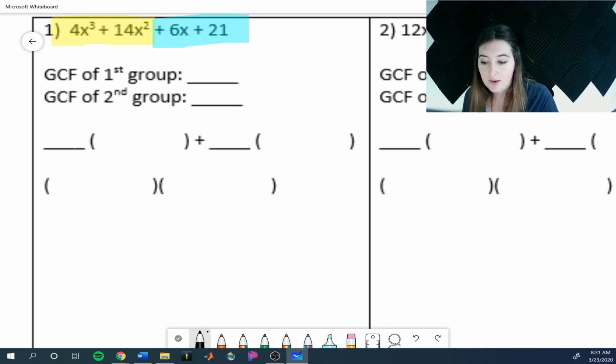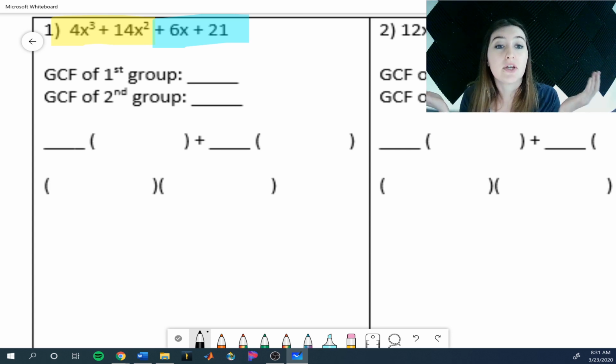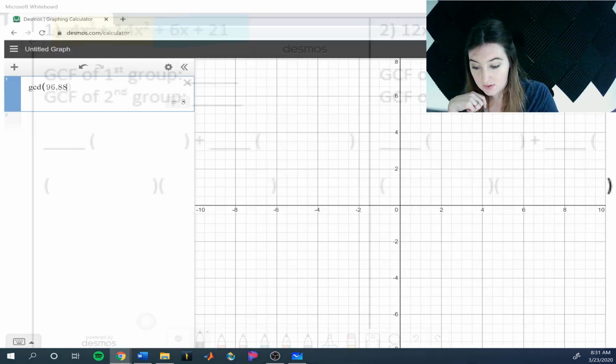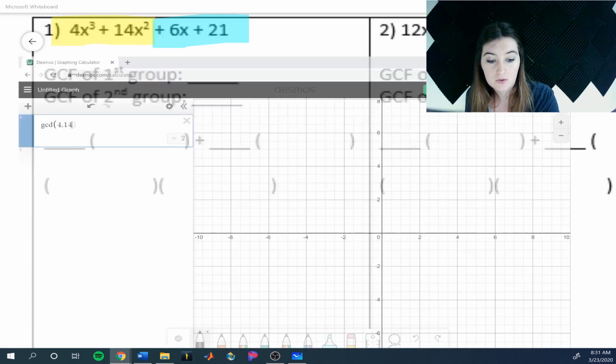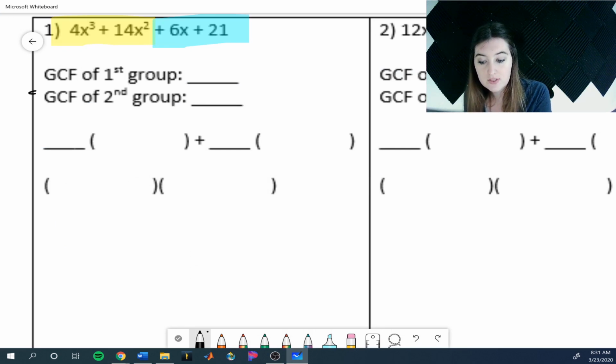All right, I'm going to look at my GCF for my first group. That's 4x cubed and 14x squared. So what could I use to find the GCF for the numbers? I hope you said Desmos, because we can use Desmos. So I'm going to pull up Desmos. I need the GCF for 4 and 14. It tells me that the GCF is just 2. So the GCF of the first group is 2.